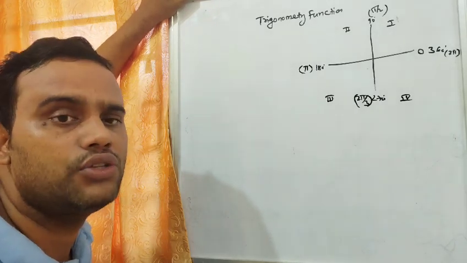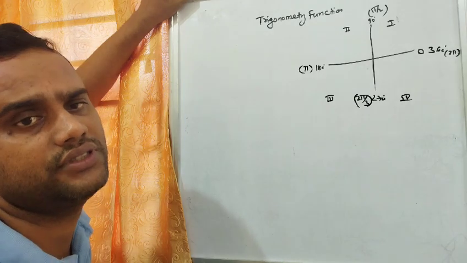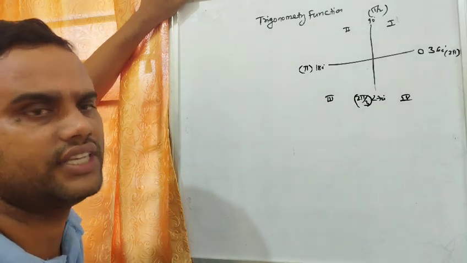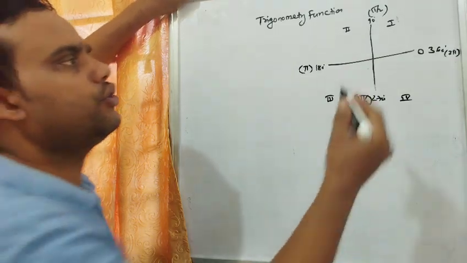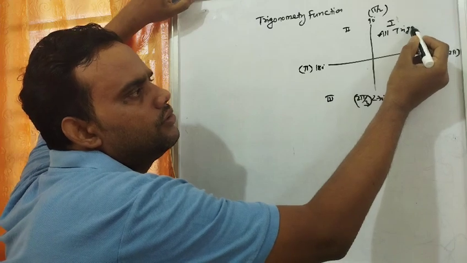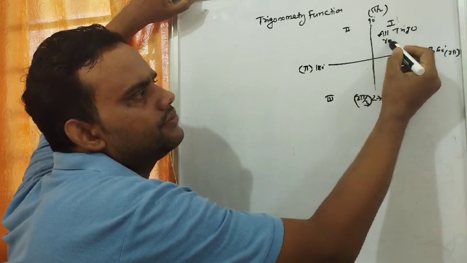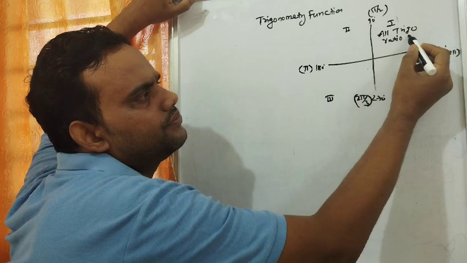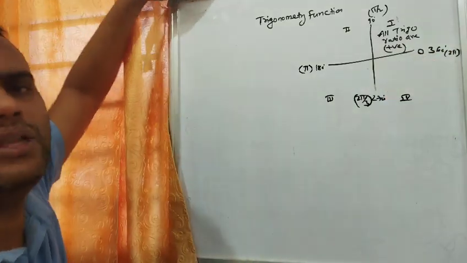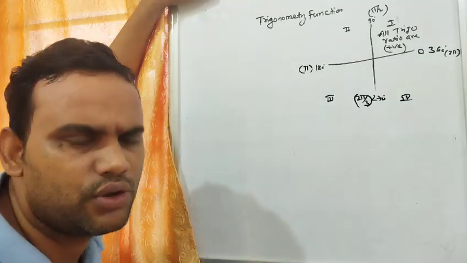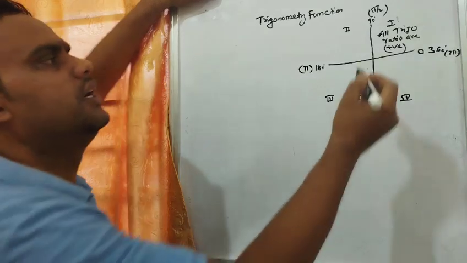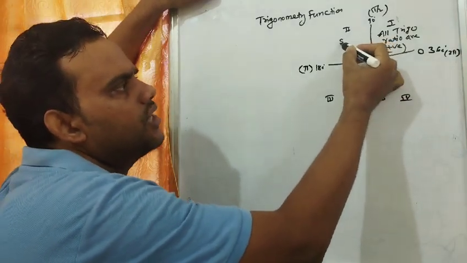In the first quadrant, 0 to 90 degrees, all trigonometric functions are positive. Means sin x, cos x, tan x, cot x, secant x, and cosec x. All trigonometric ratios are positive. Means all six: sin, cos, tan, cot, sec, and cosec are positive.